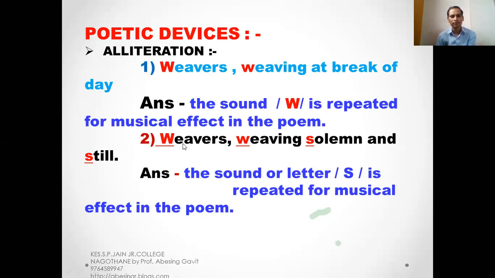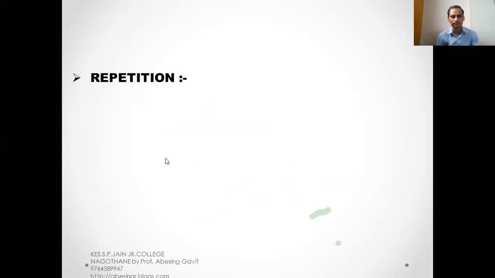Second example, we were swimming so and still. Now here two letters are repeated, W is repeated and S is also repeated. That's why it is the poetic device alliteration. We can say the sound or letter S is repeated for musical effect, and W is also repeated. That's why we can say it is alliteration.